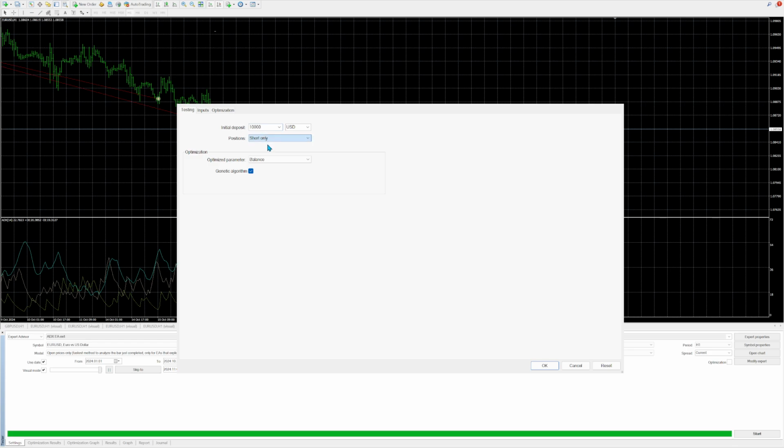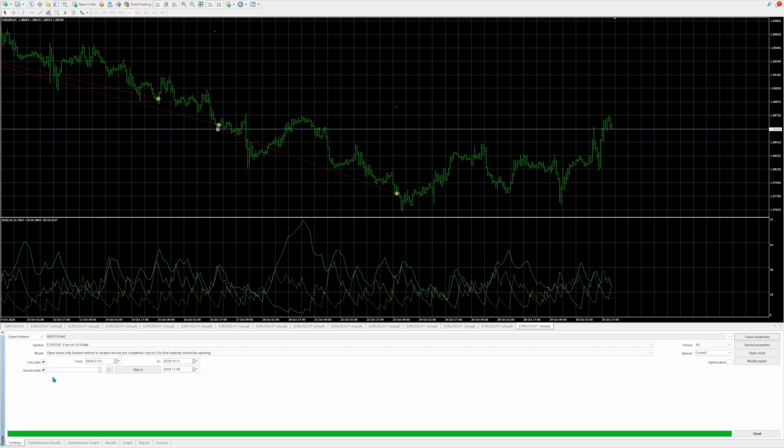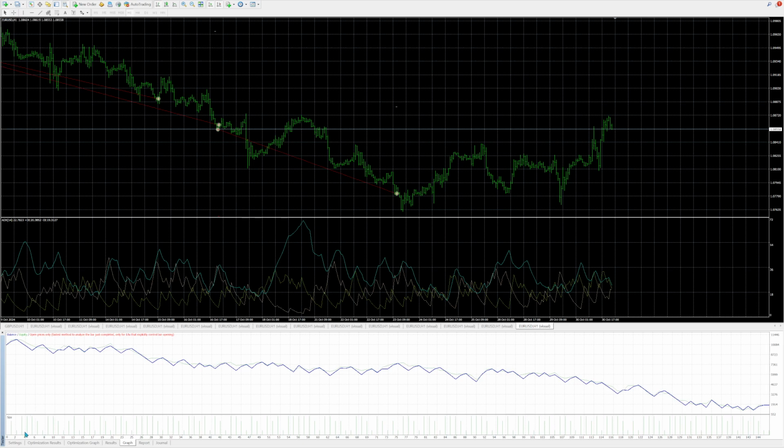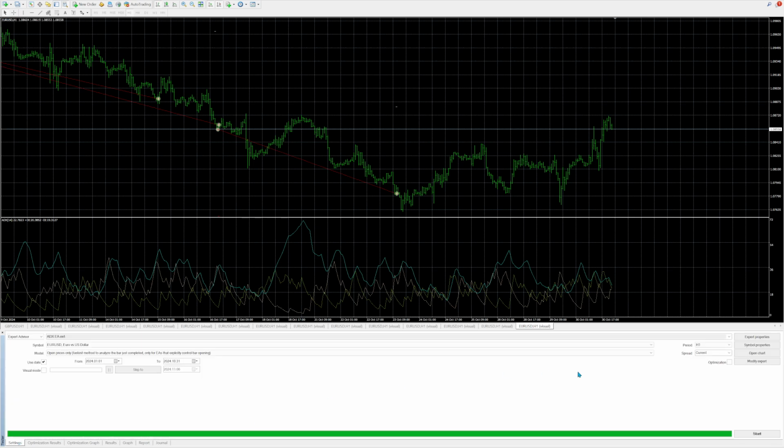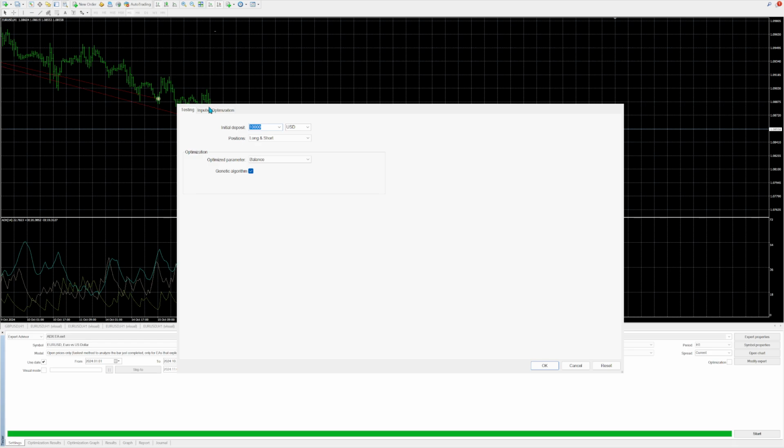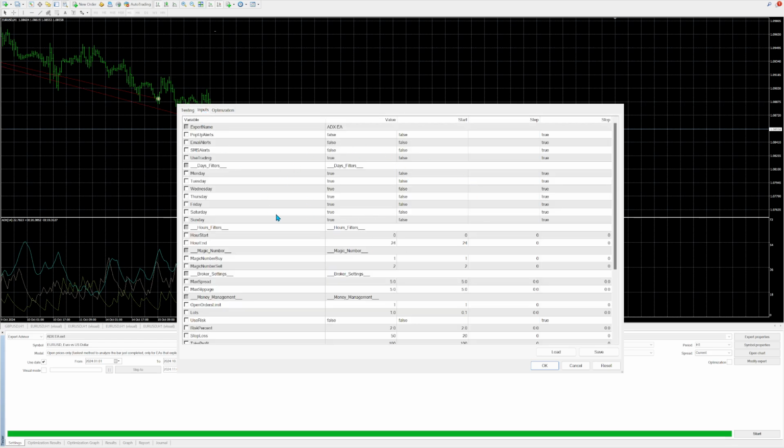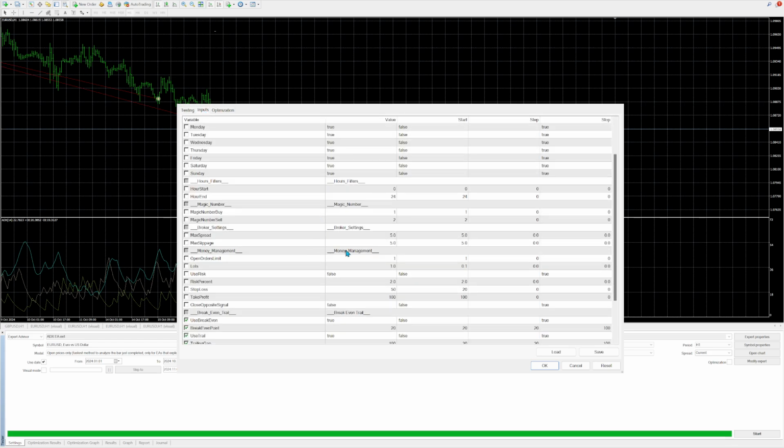Let me set it to long and short, to be fair, because we don't know if we were in up or downtrend. Not only that, you've got to keep in mind we're changing the strategy a lot because we're trading long and short when we could be in an up or down trend. So the results are going to be off, as you see there. Okay. What you can do is you can optimize as many settings as you wish.